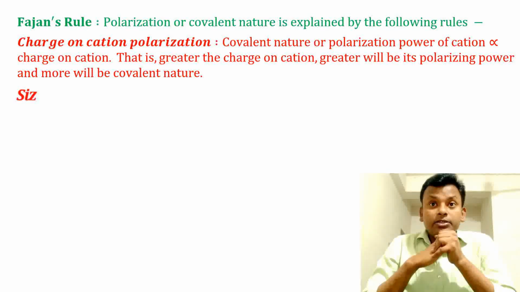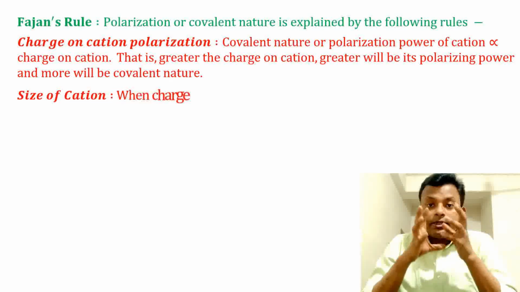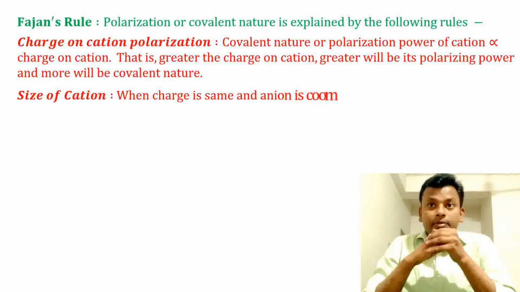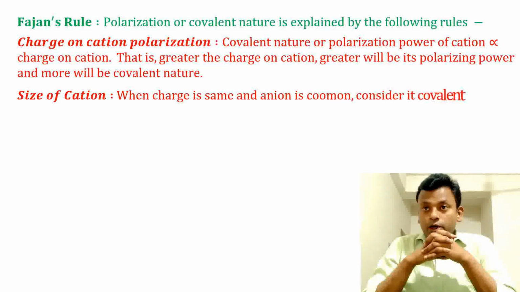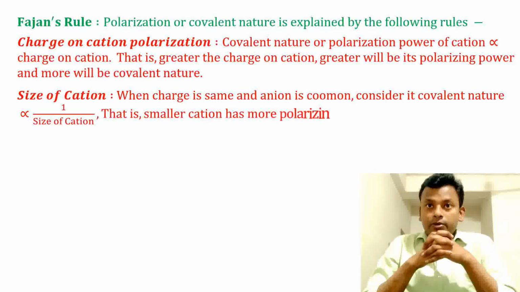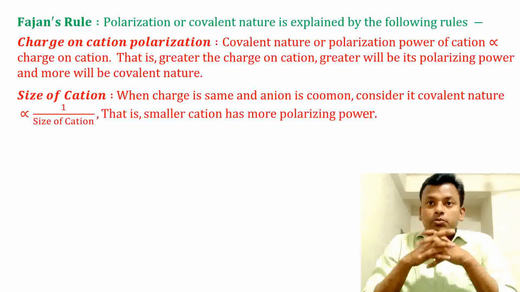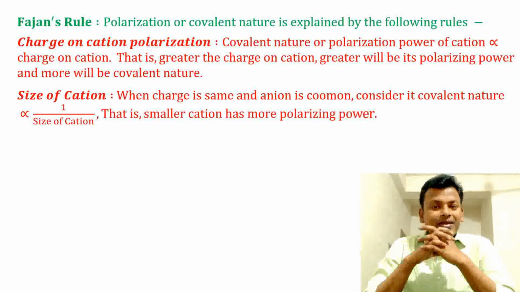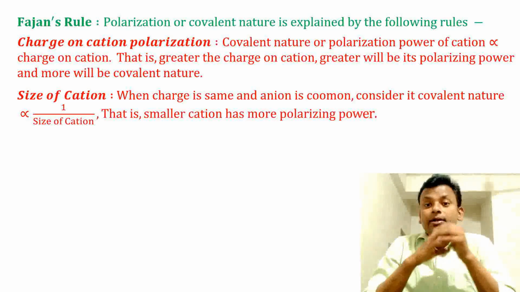Next, size of cation. When charge is the same and anion is common, consider covalent nature inversely proportional to size of cation. That is, a smaller cation has more polarizing power. So, covalent nature is inversely proportional to size of cation.